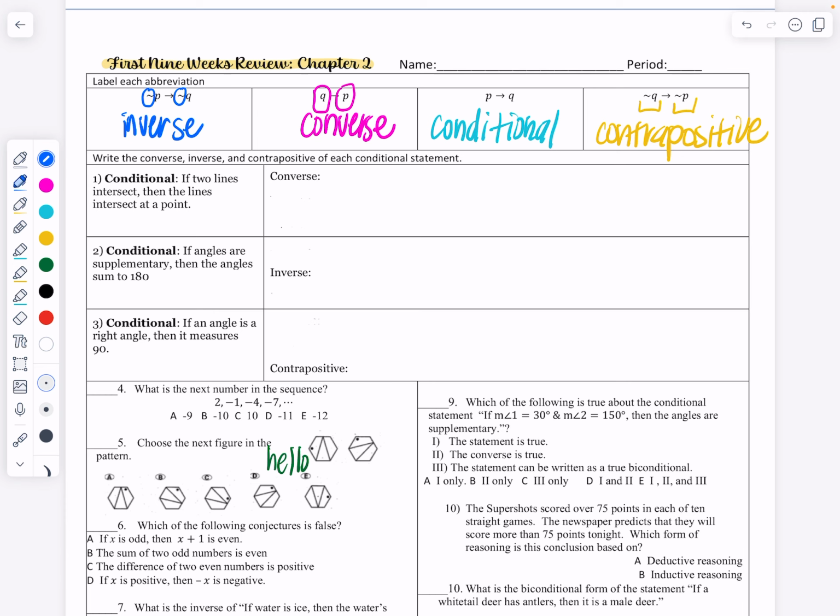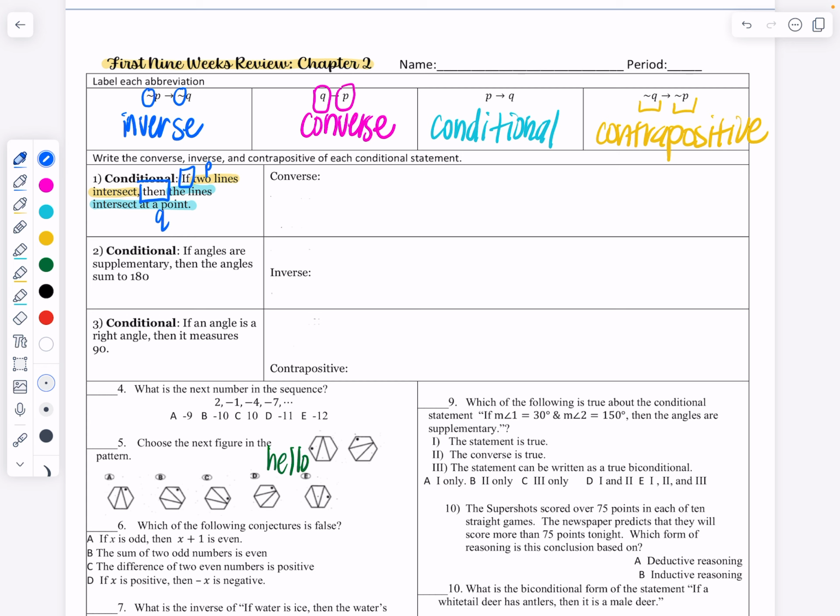All right, conditional statement. Let's look at the OG. What is our if P, then Q? If two lines intersect is my hypothesis, P. Then Q, the lines intersect at a point. So there is my P, there is my Q. I like to put a box around the words if and then, just to make everything stand out a little bit better. If P, then Q.